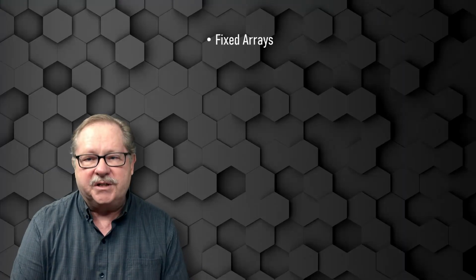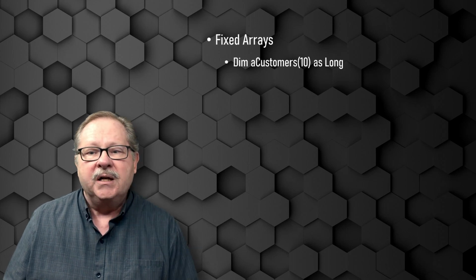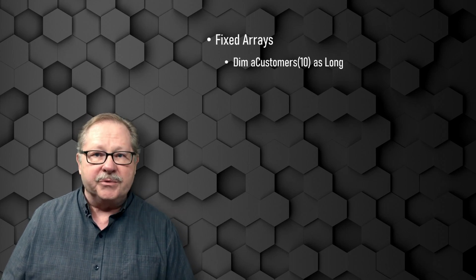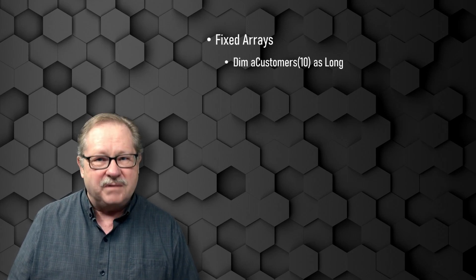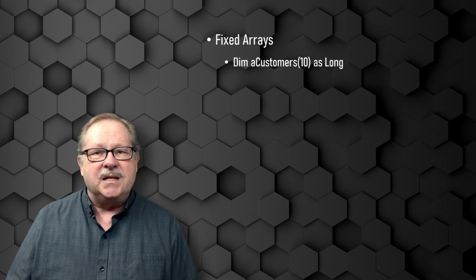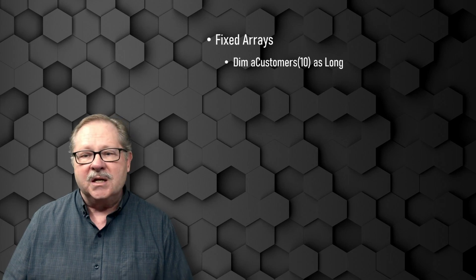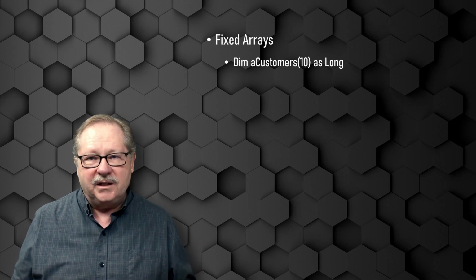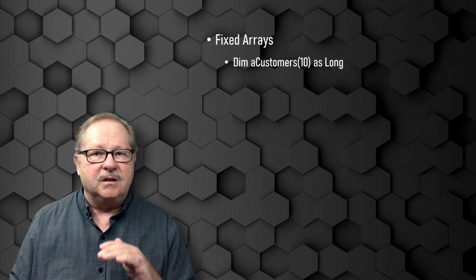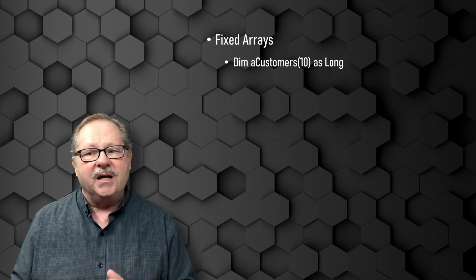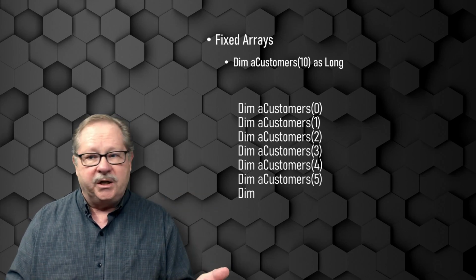First off, we'll start with a fixed array. A fixed array looks like this when you dimension it. It says Dim, and aCustomers is the name of the variable, and in parentheses it has a number, and the number dictates how many aCustomers you will have within the array. In other words, an array is a literal multiplication of the number of variables that you can establish. So in this case, there are 11 variables in this array, starting at 0 and going to 10.